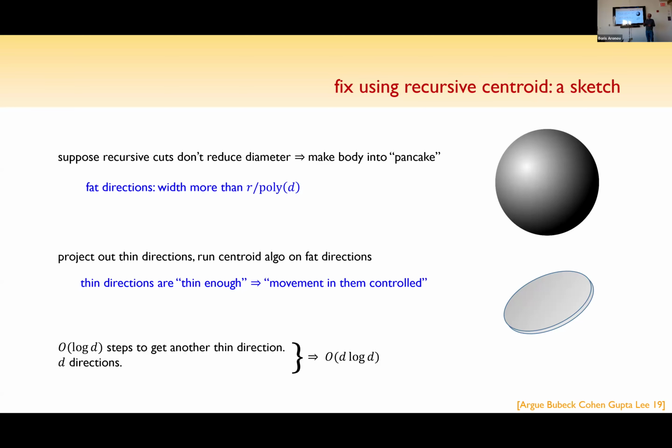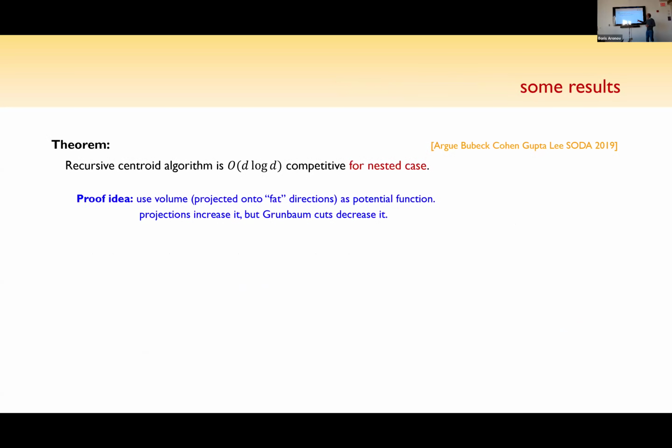So you can do this from first principles. The proof is a little messy, but it works out. Or you can write a very nice potential function, and you can show that the potential function is controlled. Basically, every time you do a projection, you have to look at the D minus 1 dimensional volume instead of the D dimensional volume. So that increases, but on the other hand, Grunbaum cuts are decreasing the volume. It's a little delicate dance, but not too bad.